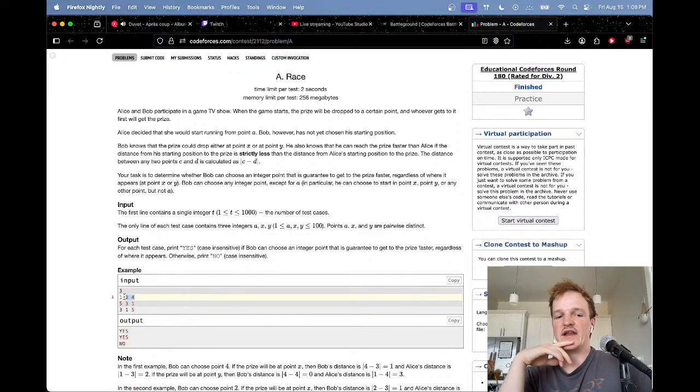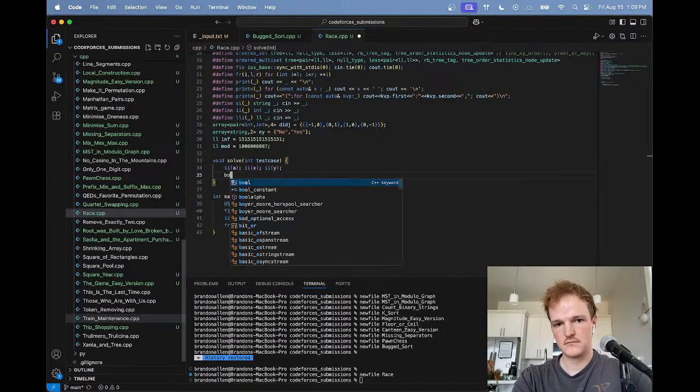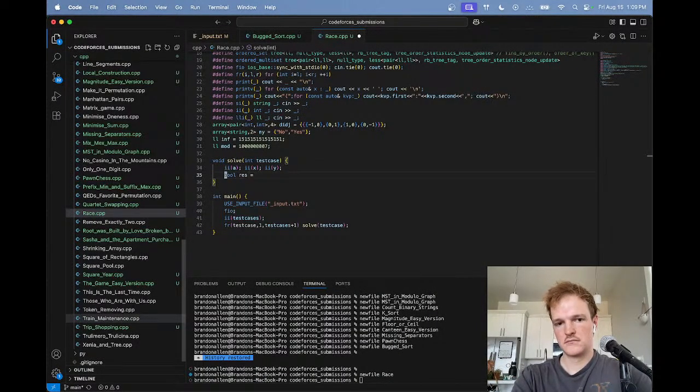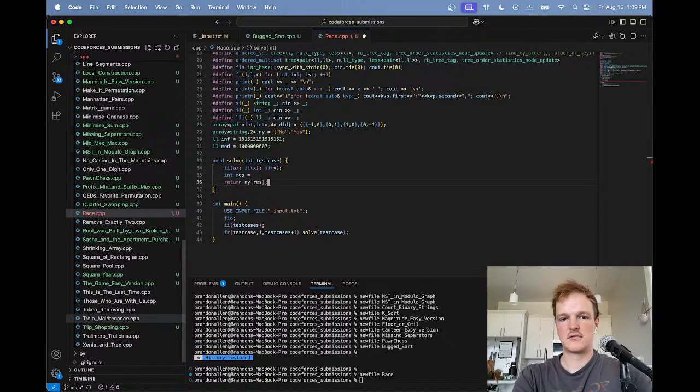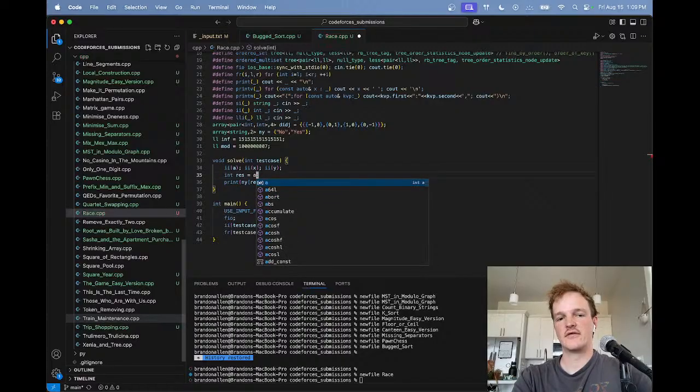So if Alice is between X and Y, then it doesn't work, and if Alice is before X and Y or after, then it does work. So I think it's just making sure that Alice isn't between them. So res is going to be A is greater than X, and A is less than Y.